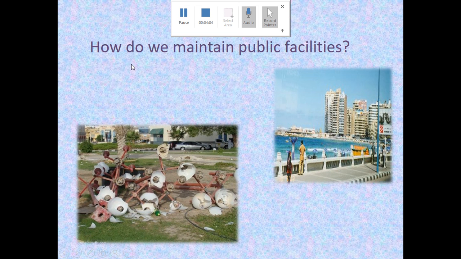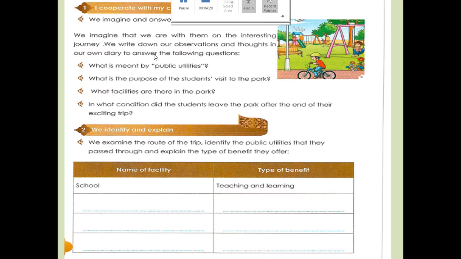So the big question is, how do we maintain public facilities? How do we keep them always in a good situation, so we can get the benefit anytime we want to use them, or while we are using them? So I want you to imagine that you have been with them on that excursion, and I want you to write down your observations. It will be good if you get your diary and start to write some notes about your observation.